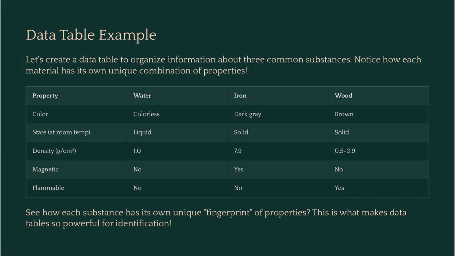A data table is a great way to organize information about properties. You can have columns for different substances like water or iron, and rows for their properties like color, state of matter, and density. This makes it easy to compare and see the differences between substances at a glance.